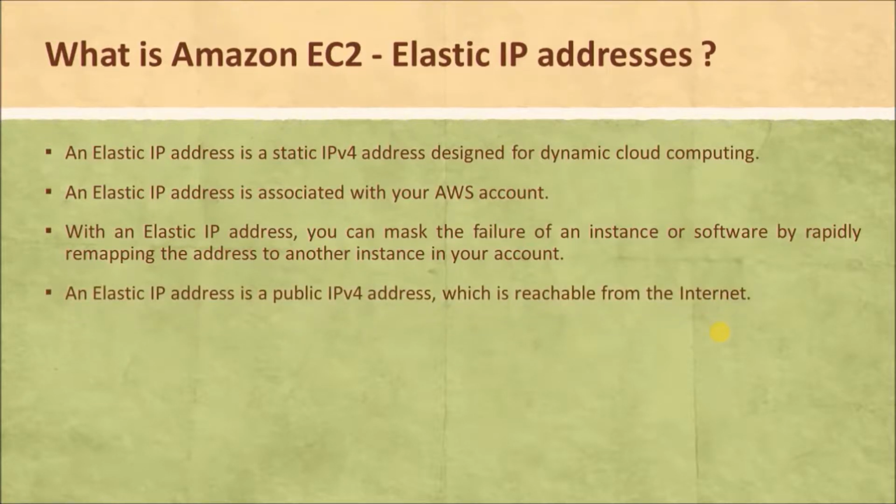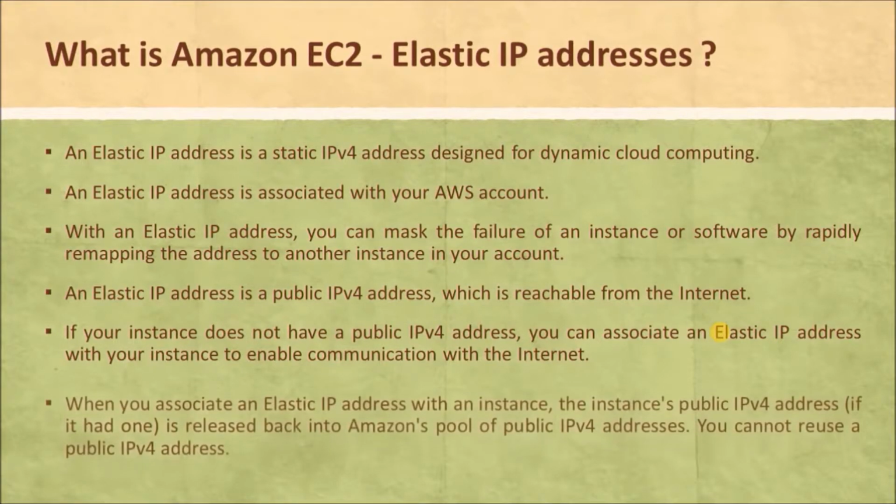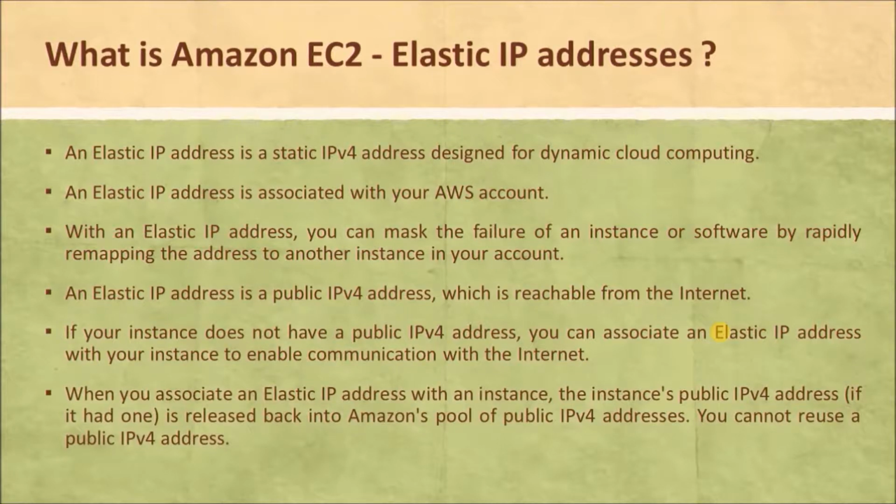An elastic IP address is a public IPv4 address which is reachable from the internet. If your instance does not have a public IPv4 address, you can associate an elastic IP address with your instance to enable communication with the internet. When you associate an elastic IP address with an instance, the instance's public IPv4 address, if it had one, is released back into Amazon's pool of public IPv4 addresses. You cannot reuse a public IPv4 address. An elastic IP address is for use in a specific region only.